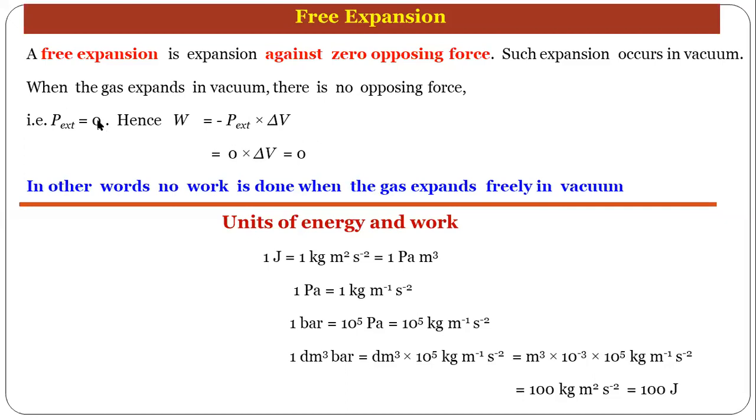So P external will be zero, so the expression will be zero into delta V, so the work will be zero. In simple words, if there is a free expansion, there is no work done. Remember, there the work will not be done, because for work done, opposing force and driving force should be there. If the opposing force is not there, work will not be done.